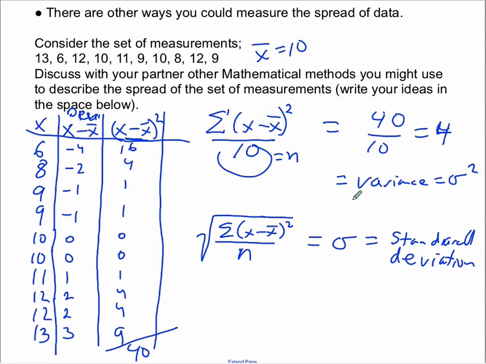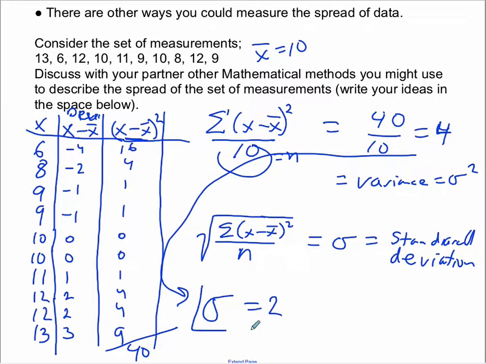Deviation just means kind of how far these numbers are away from the mean. And it's standard deviation because I kind of standardized this variable by taking the square root, because I'm now back to the same scale as these numbers over here. So if I do the square root of 4, I'm going to have sigma, or the standard deviation, equals 2. This means on average these numbers are 2 away from the mean. So that is how you calculate standard deviation by hand.